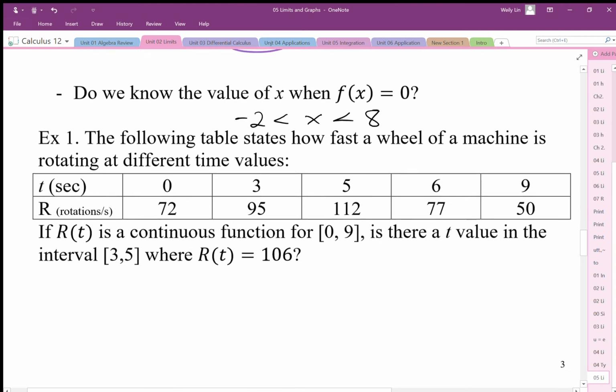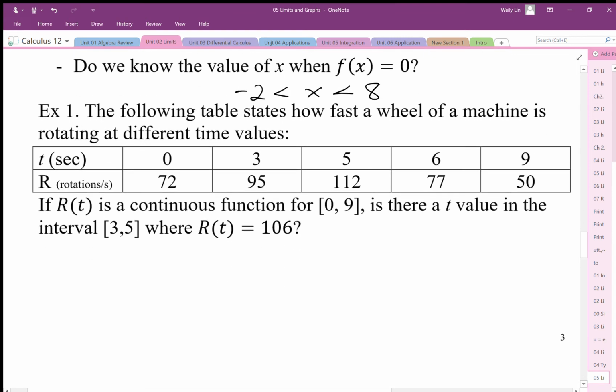Okay, so here is another one. We say that the following table is a wheel spinning, rotating at different values at different times. So at 0 seconds, it's rotating this fast. At 3 seconds, it's rotating this fast, etc. It says that the rotations per second is continuous, so it doesn't go from 72 right away to 95. It has to hit all the values in between since it's continuous.